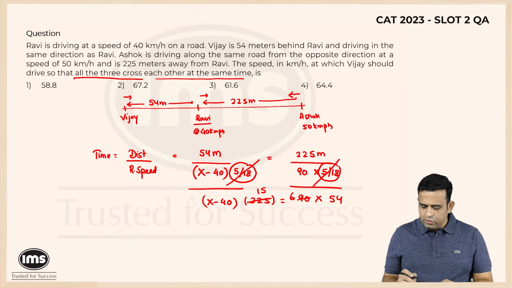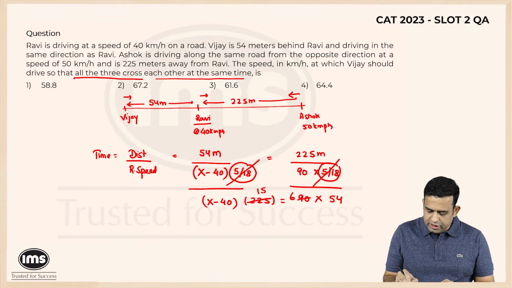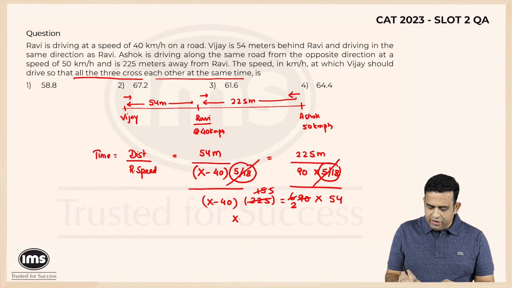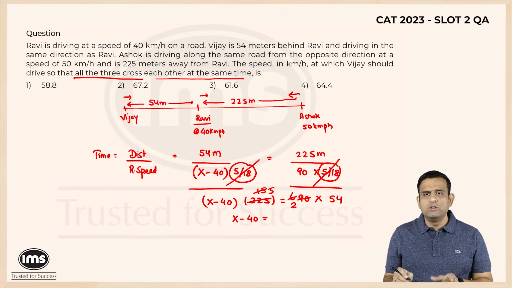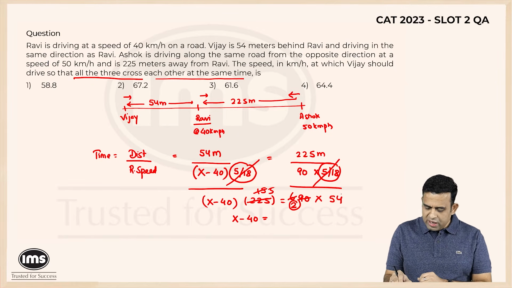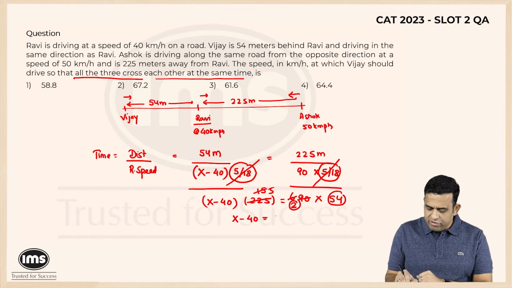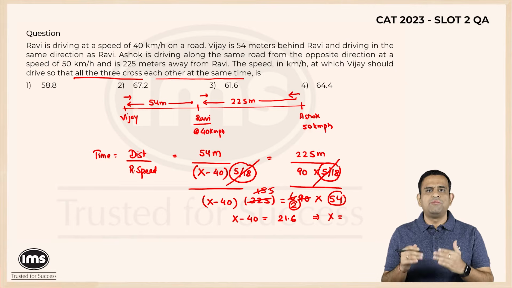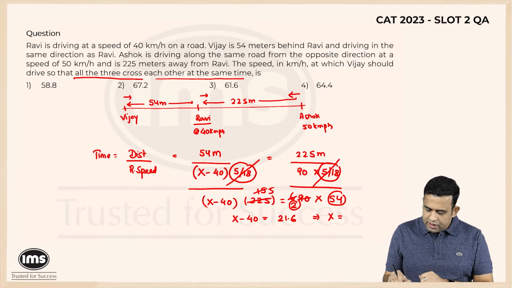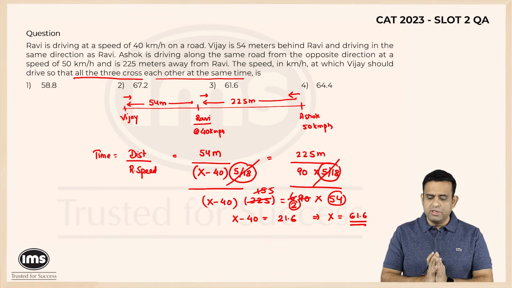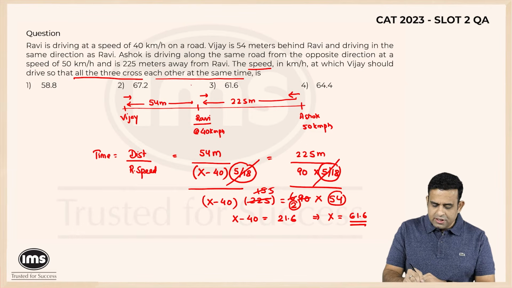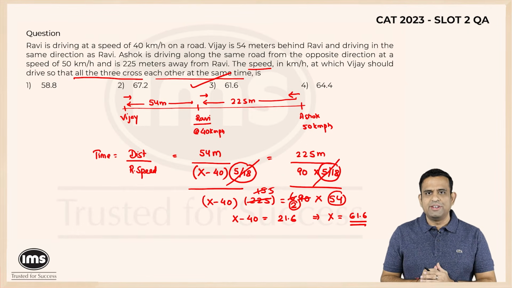Then we can also further reduce this number, let's say by cancelling it by a 3. 3 into 5, this is 3 into 2. So what do we have? We have got the value of x minus 40 to be equal to 2 into 54, which becomes 108 upon 5. So 108 upon 5 becomes equal to 21.6. And that means the value of x in this particular case would be 40 plus 21.6, giving you 61.6 kmph. And that is the speed of the person Vijay, and that is what has been asked, and hence one can mark option number 3 over here.